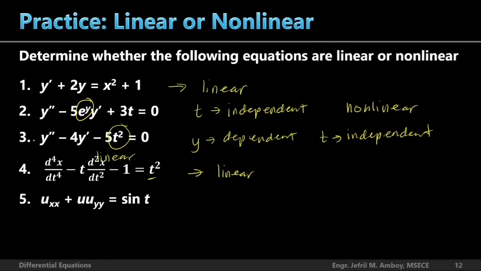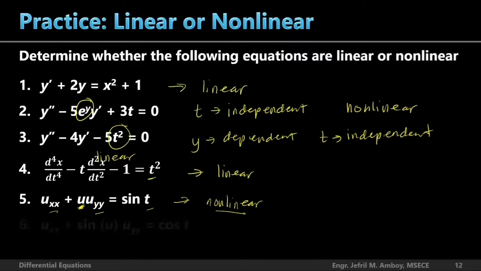Next example. So we have a partial differential equation. uxx plus u times uyy is equal to sine t. So here, our independent variables are x, y, and t. And the dependent variable is u. However, here we have a term u. Yung u, minultiply mo sa derivative niya. And that is the reason why this differential equation is non-linear. Why? Because again, here, the coefficient is a dependent variable. When you multiply the dependent variable to its derivative, the equation becomes non-linear.